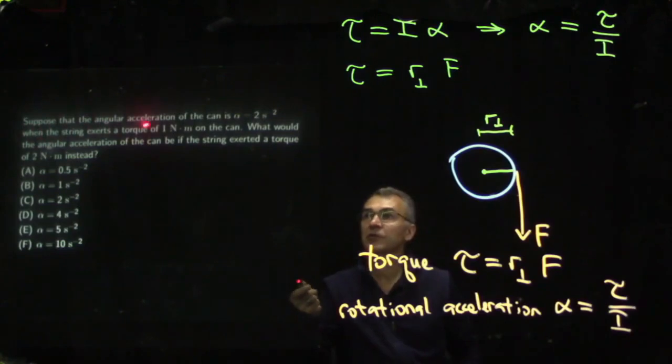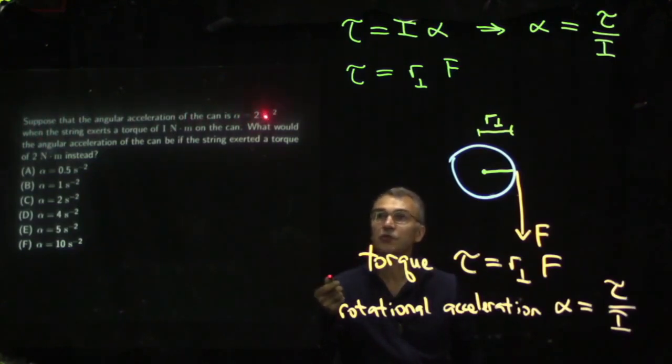Suppose the angular acceleration of the can is 2 radians per second squared. You see I wrote 2 per second squared, but that's the same as 2 radians per second squared. When the string exerts a torque of 1 newton meter on the can, what would the angular acceleration of the can be if the string exerted a torque of 2 newton meters instead?